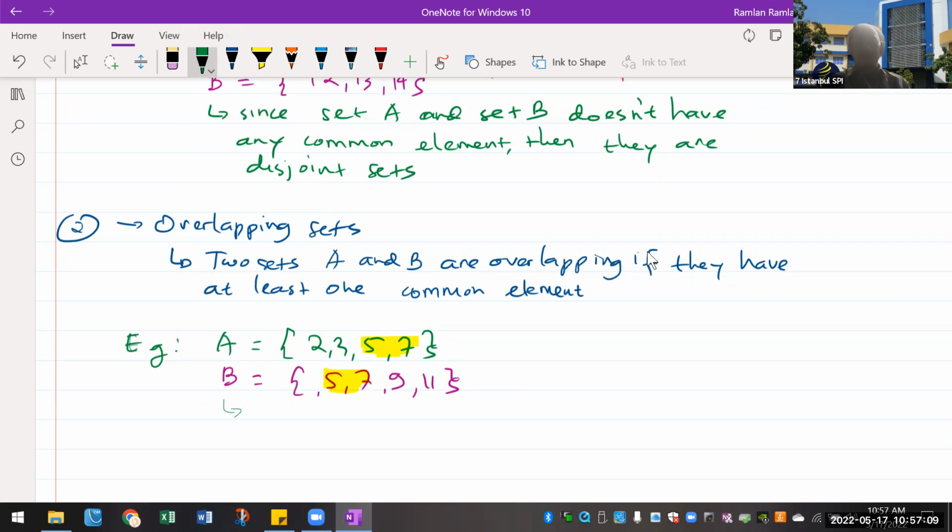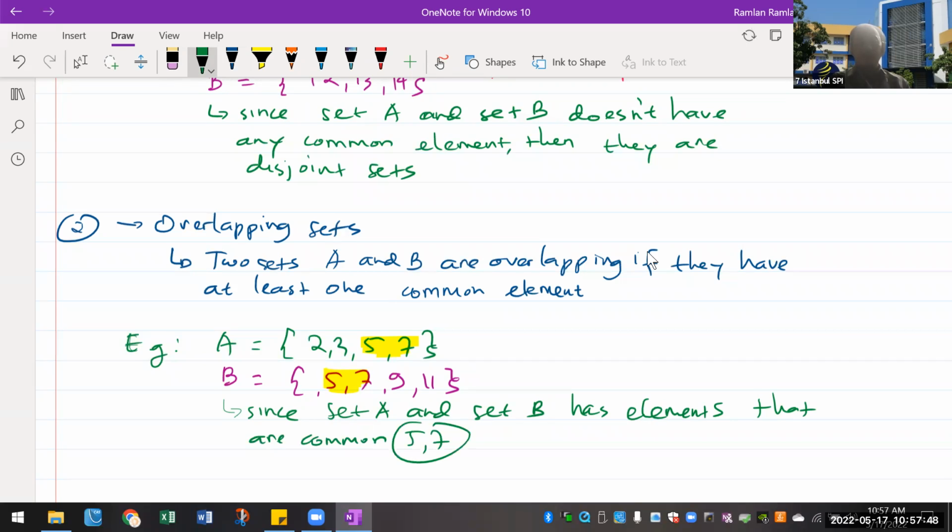So I'm going to write that here. Since set A and set B have at least the same elements that are common, which in this case are the 5 and the 7, then set A and set B are overlapping.